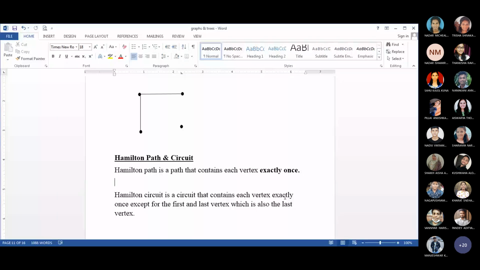ठीक है, again I repeat, Euler path में edge repeat नहीं हो सकता है, Hamilton path में vertex repeat नहीं हो सकता है. So Hamilton path is a path that contains each vertex exactly once. Hamilton circuit is a circuit that contains each vertex exactly once except the first and the last vertex, which will be same क्योंकि वो circuit है.